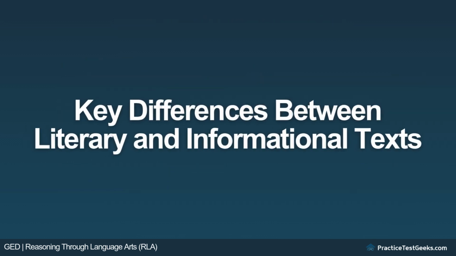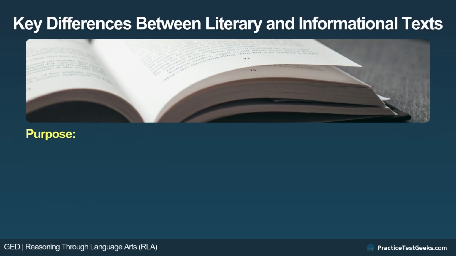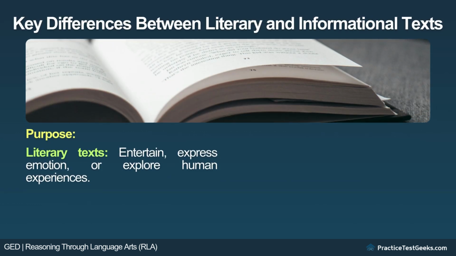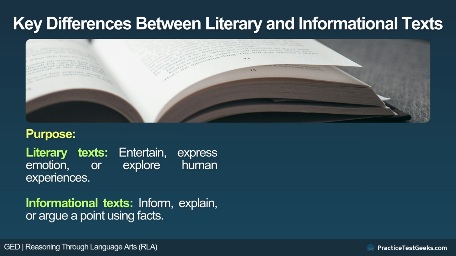To succeed on the GED reading section, you must know how literary and informational texts differ. Let's go over the most important contrasts, one by one. Purpose. In literary texts, the purpose is typically to entertain, express emotion, or explore human experiences. By contrast, informational texts aim to inform, explain, or argue a point using facts.